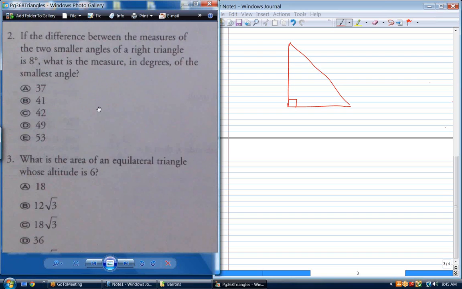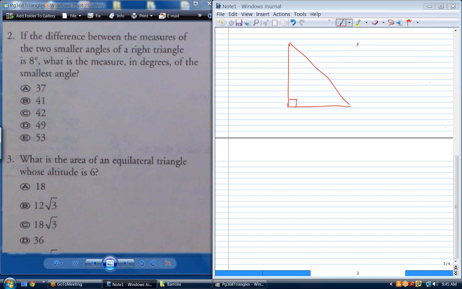In other words, the algebraic method is y minus x equals 8 and y plus x equals 90. So there's two equations, two unknowns. We can solve for one of the angles and get the solution that way.